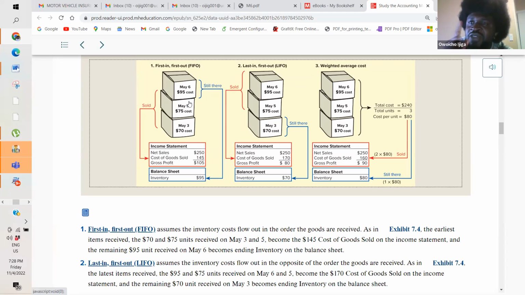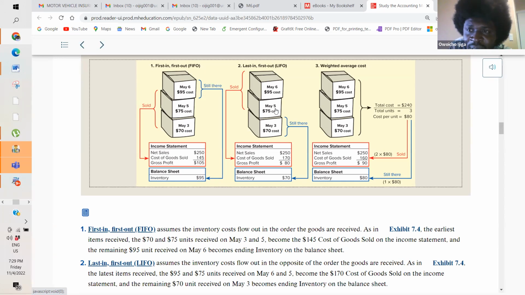Now, in the FIFO system, if I want to sell, I sell what? The first that goes in. So the first in will be the first that I'll sell. So I will sell the one from May 3rd, then the one from May 5th, and that is why you see May 6th is still there to form your ending inventory. I sold May 5 and May 3 because they came in first.